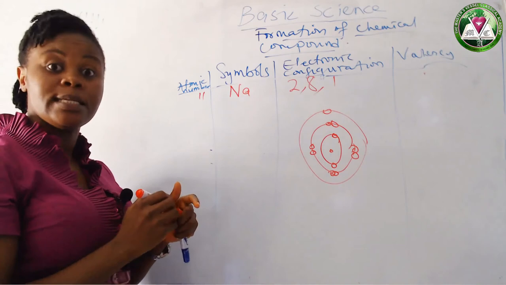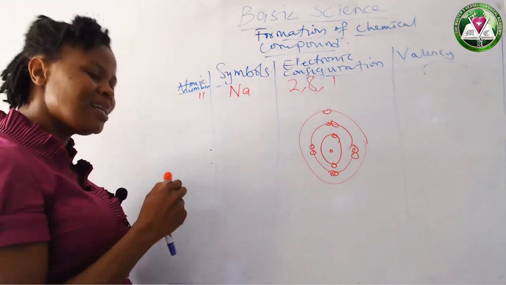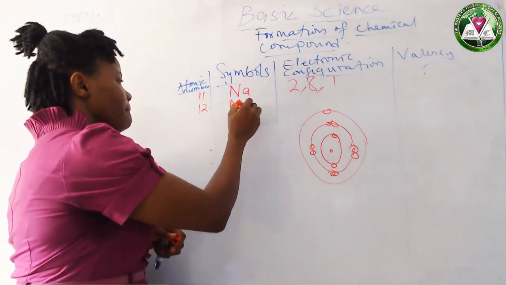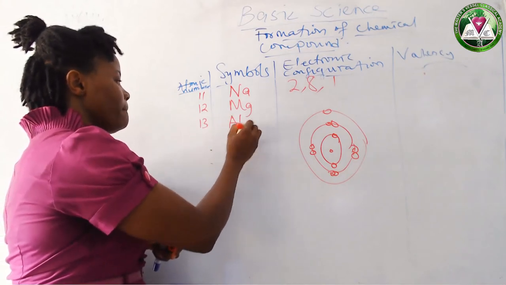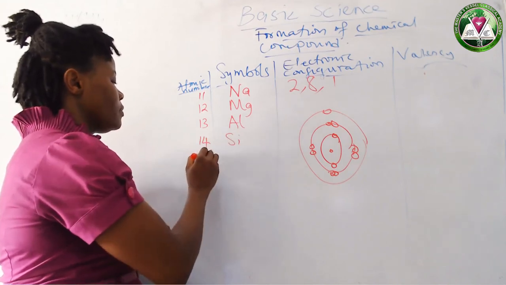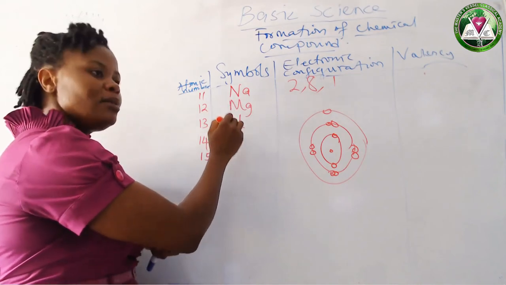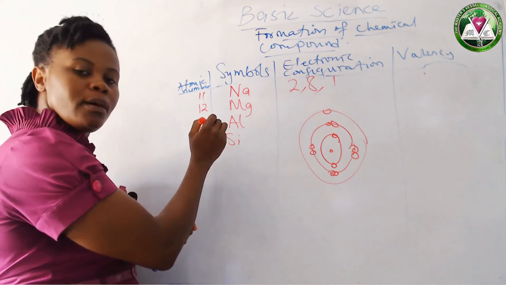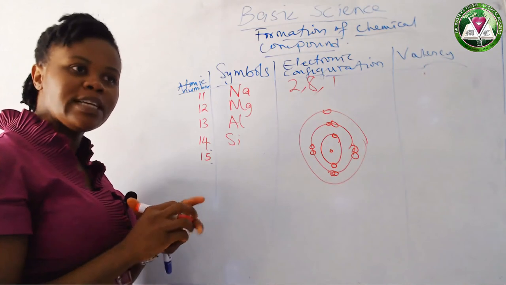After sodium, what's the next element? After sodium is magnesium. That's number 12. Number 13 is what? Aluminium. Let's write them out. Silicon. Sodium, magnesium, aluminium, silicon. After silicon is what? Some are saying sulfur, others are saying phosphorus.